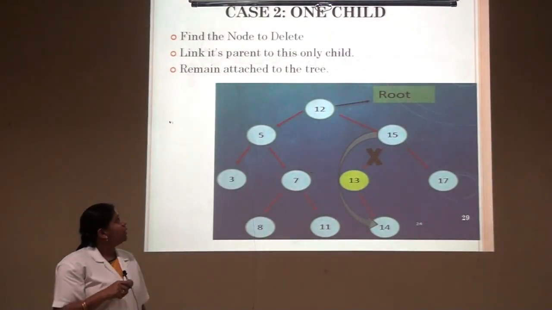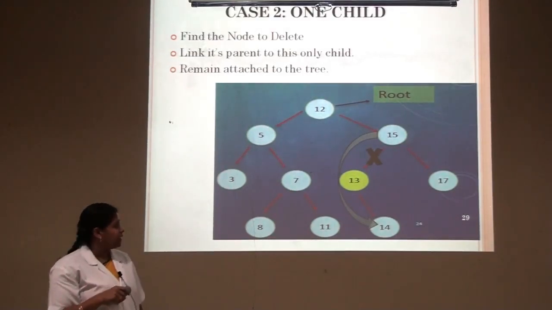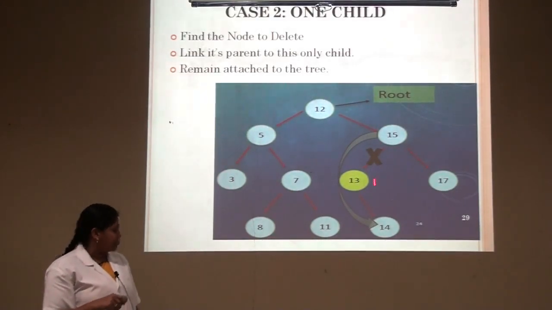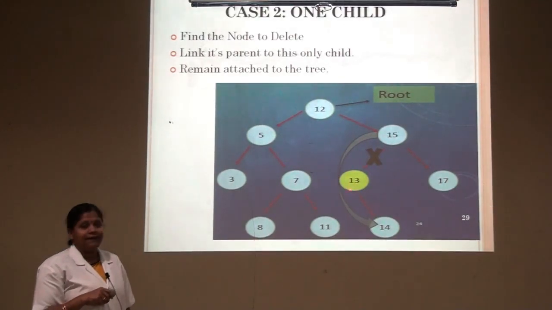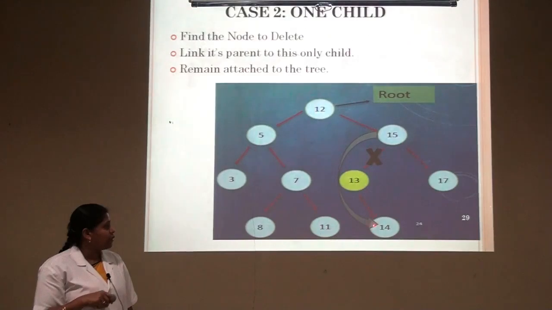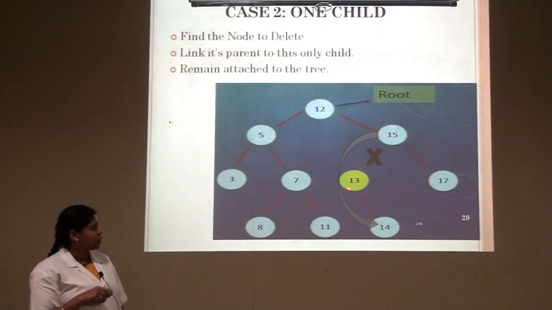Case 2, deleting a node with one child. For example, consider this right subtree. Here we are going to delete the node 13. So 13 has one right child, 14, the value is 14. So a right child is available here. How are we able to delete the node 13? What is the procedure to be followed?